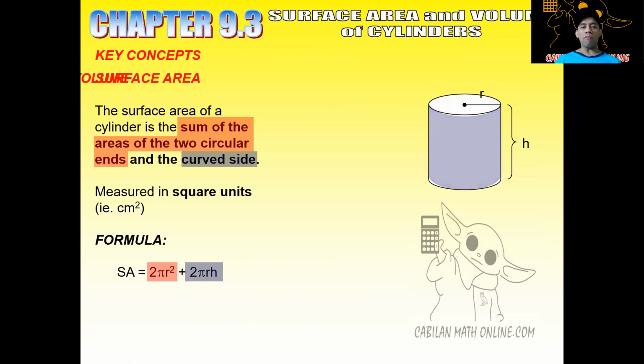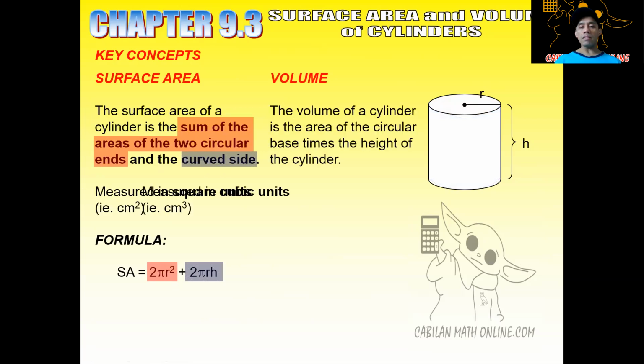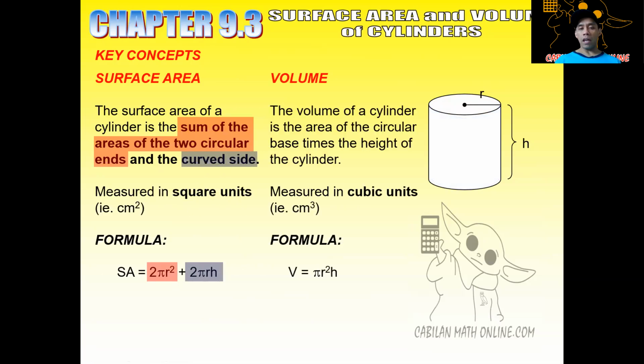Now the volume is given by the formula pi r squared h. Pi r squared is the area of the circular part, and since it's the area of the base, in this case a cylinder has a circular base, when you multiply it by the height, that's what gives us the formula.